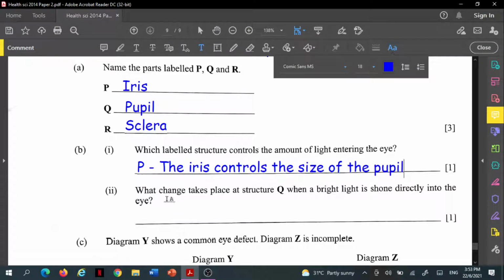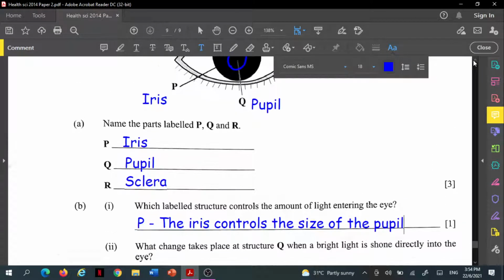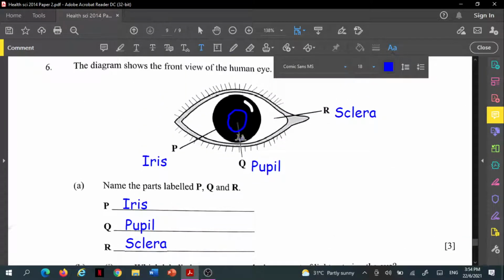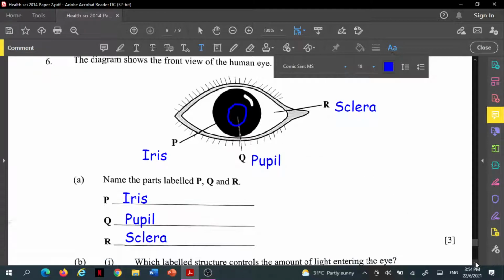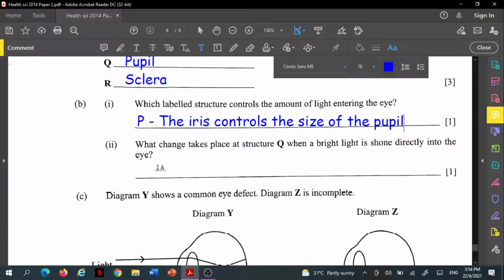For part 2, it's what change takes place at structure Q when bright light is shown directly into the eye. So here we have bright light. If bright light is taking place, what happens to Q? Then it becomes constricted. It becomes smaller, it becomes narrow. Any of those answers could work. So the pupil will get smaller by constricting.